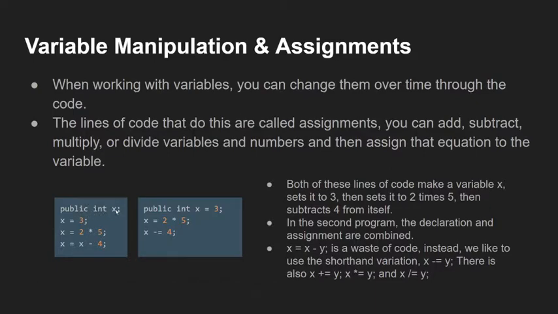you declare x, so now x is stored in the computer. It doesn't have a value yet, right now it's null, but then we set x to be equal to 3. Now x has a value, but let's not keep 3, let's change that value to be 2 times 5, which would be 10. And then we're going to say, let's set x to be x minus 4. Whoa, how does that work? That is not correct mathematically.